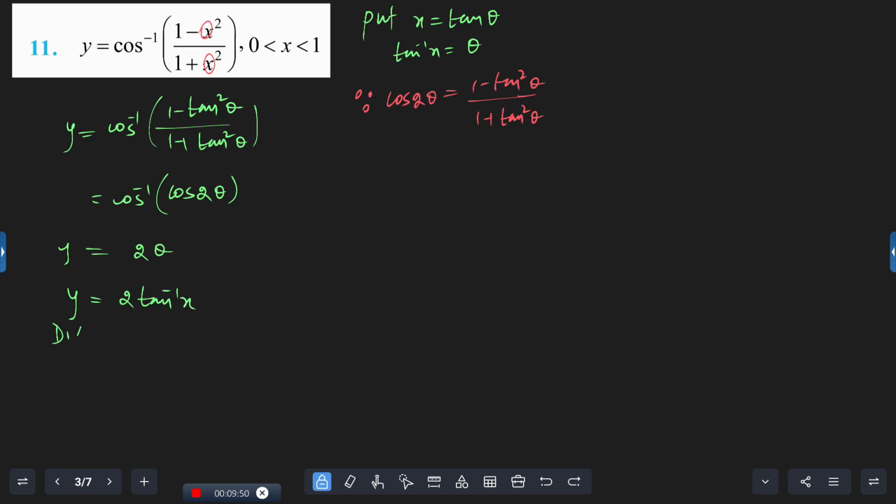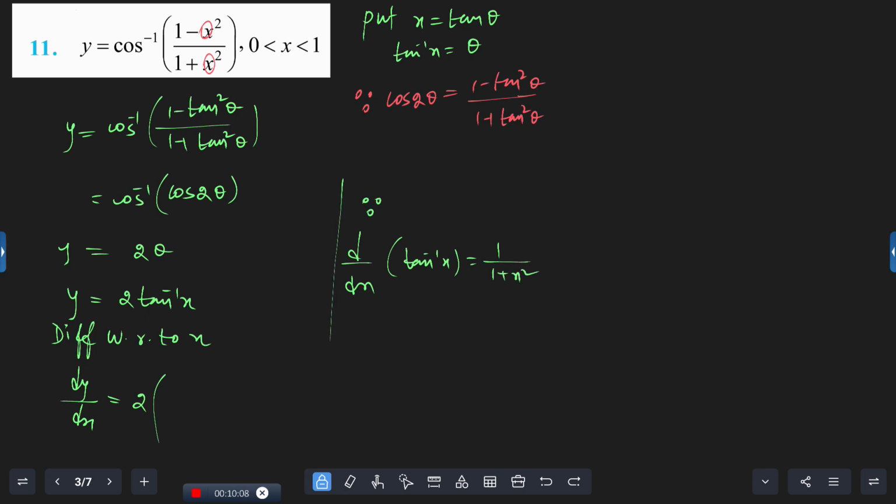When I differentiate with respect to x, what am I getting? dy divided by dx is equal to 2 into the derivative of tan inverse of x, which is 1 divided by 1 plus x square. That formula I'm going to use here. So the tan inverse derivative is 1 divided by 1 plus x square. A multiplied constant never becomes 0, don't forget. Which is equal to 2 divided by 1 plus x square. That's it. Have you noticed it?